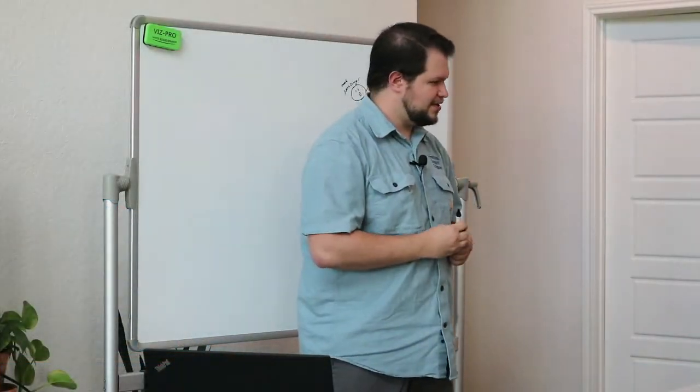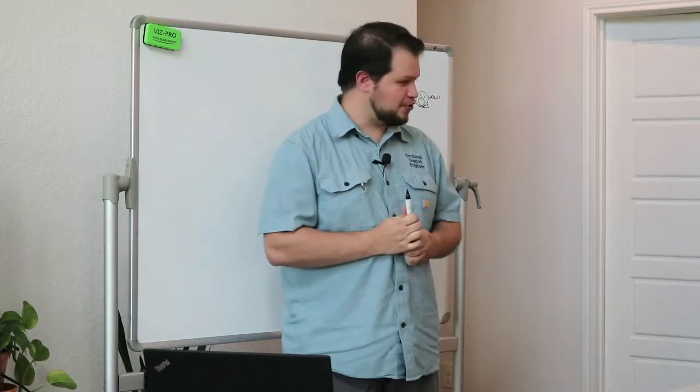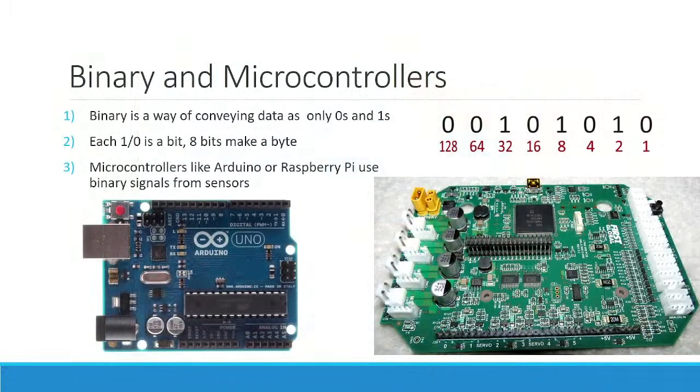So first, binary. Who knows how to read binary? I saw a hand go up and then go down. Do you know how to read binary or not? I guess that's very fair for binary. You went up and down, 1 and 0. So that's probably the best example.